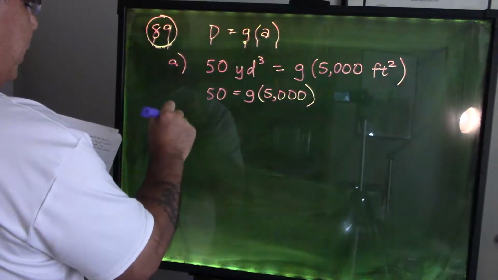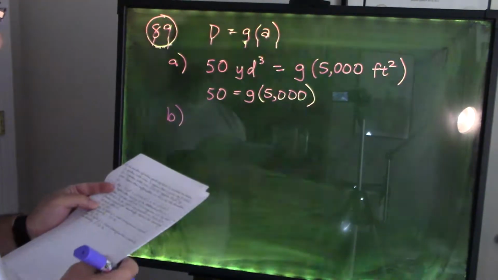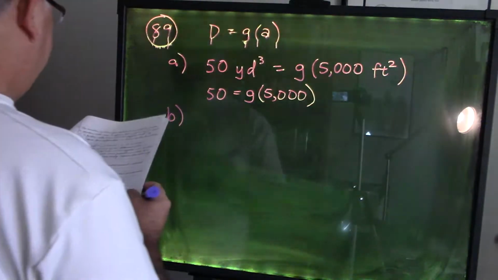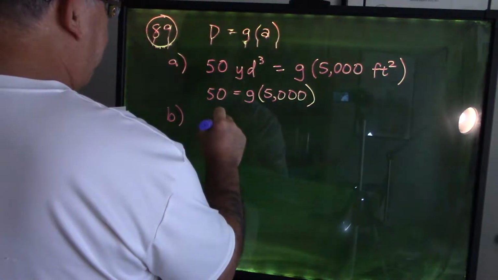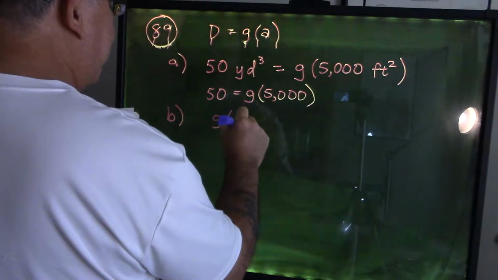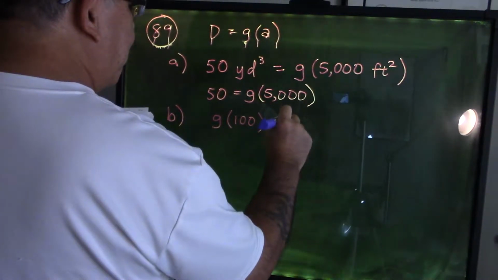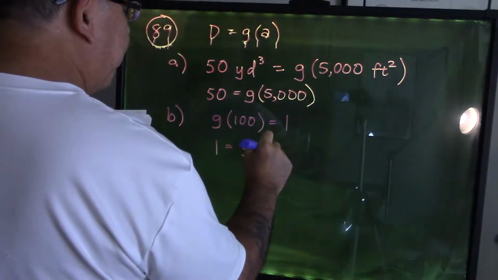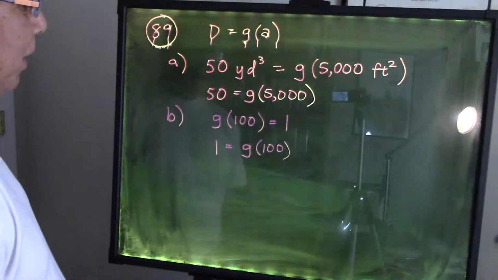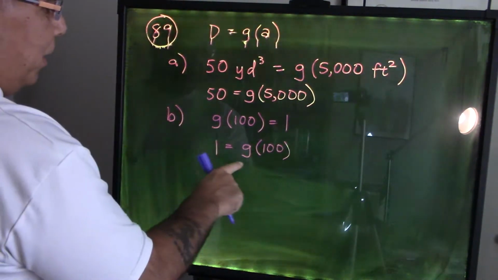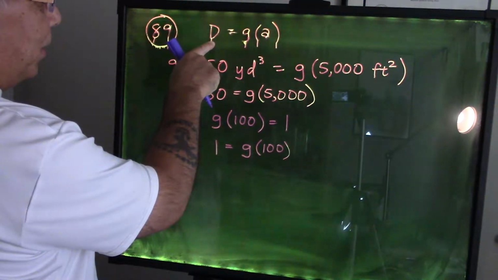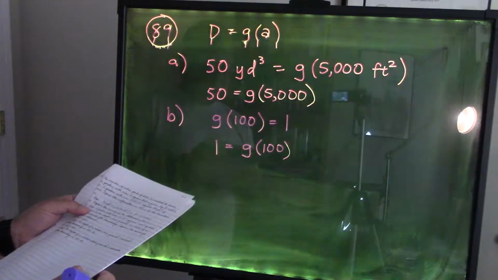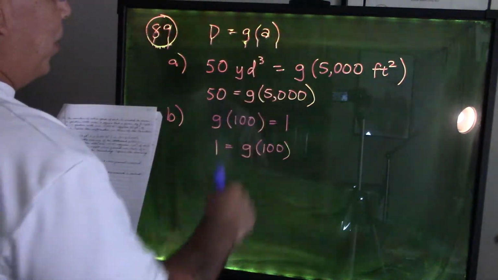So part B, explain the meaning of the statement G of 100 equals 1. What does that mean? G of 100 equals 1. Another way to put it would be 1 equals G of 100. Same thing, right? Written this way, it's pretty easy. Just compare it with this. The 1 is capital D, and the 100 would be small a.